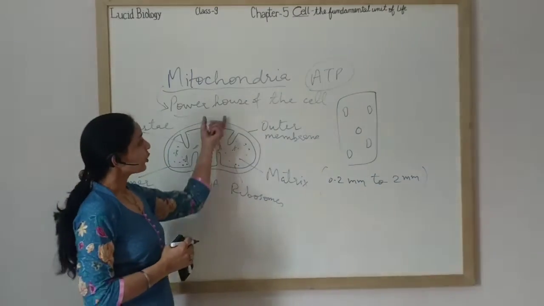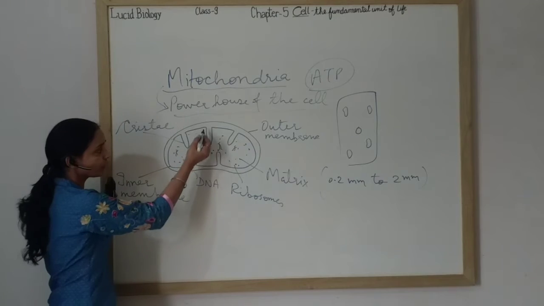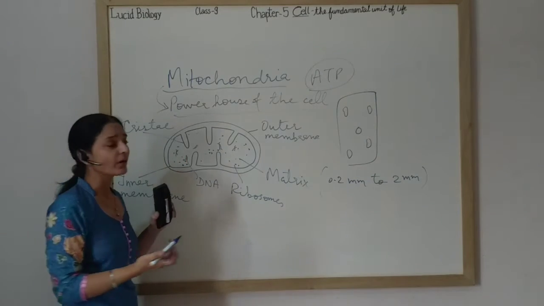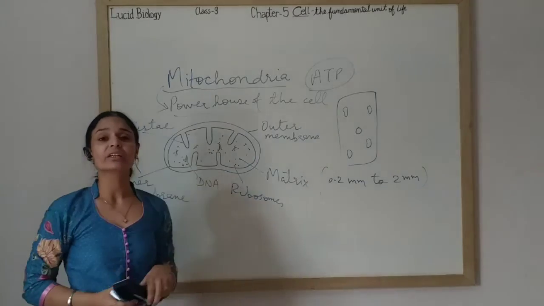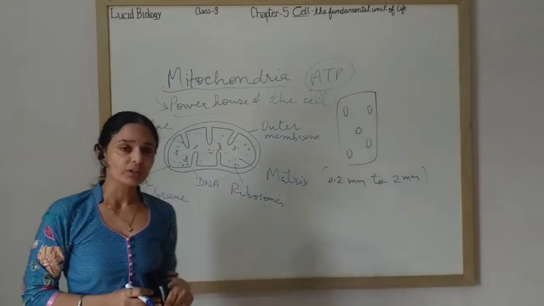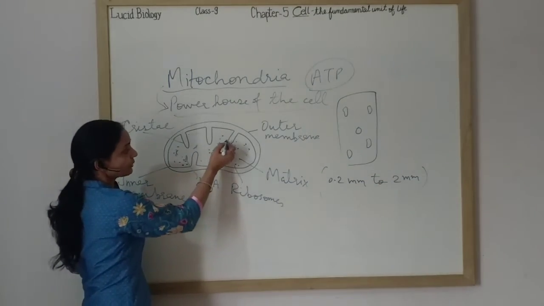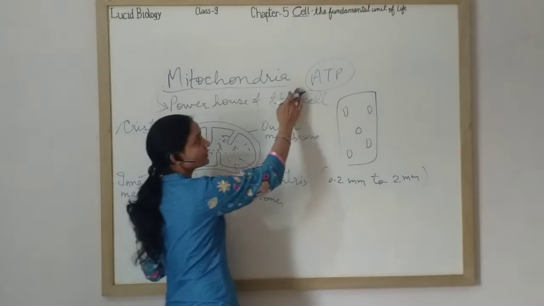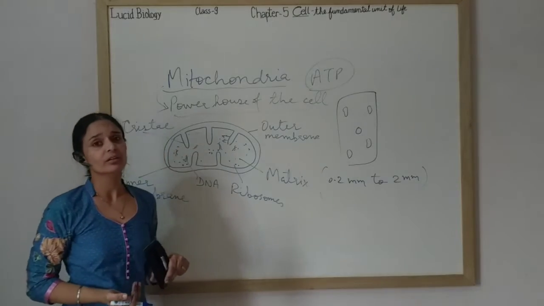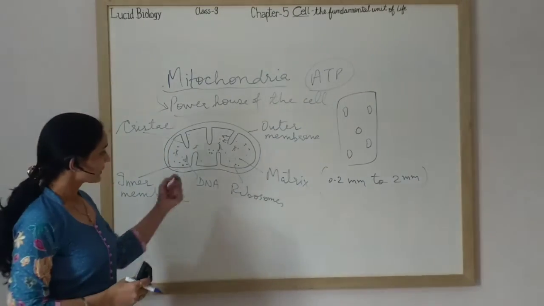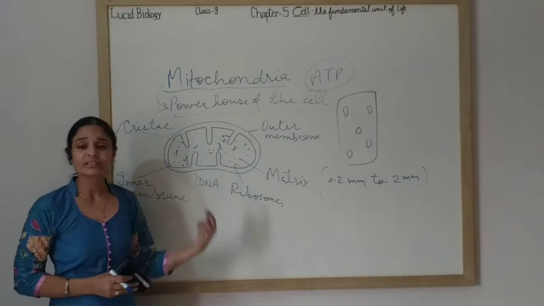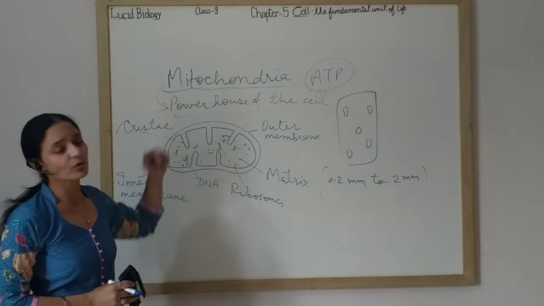Because it oxidizes food. What is the motive of this inner membrane? To get deeply folded. Why are these deep folds there? To increase surface area, so that more surface can be provided for the oxidation of food, and more ATP molecules can be generated and supplied to the cell. I hope this structure of mitochondria is clear to you, and why it is called a unique cell organelle and why it is called the powerhouse of the cell.